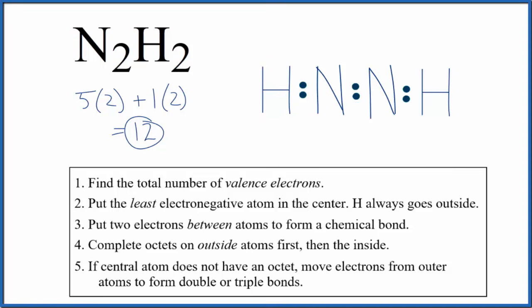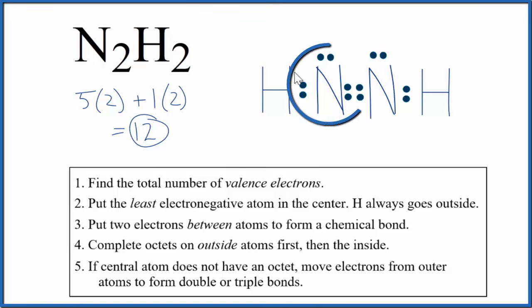And remember, we have 6 valence electrons left. And now we've run out of valence electrons. We've used 2, 4, 6, 8, 10, 12, but we don't have an octet on this nitrogen right here. What we can do is move a pair of electrons between the nitrogen atoms to form a double bond.